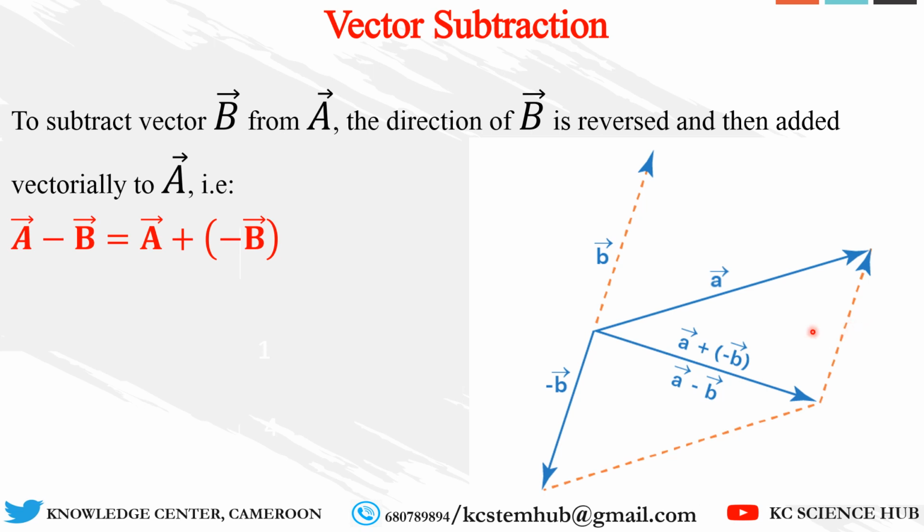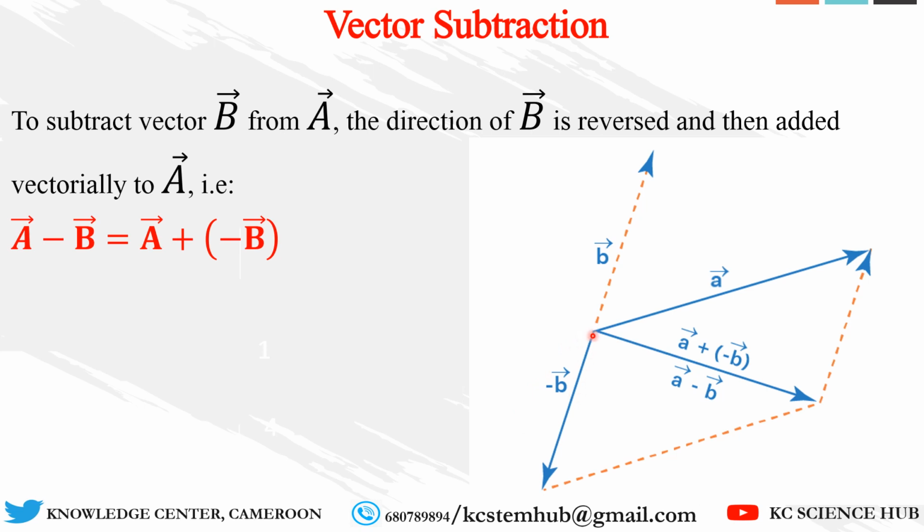Notice that by the parallelogram rule, this is b. This has to be b too. So we'll have a minus b equals this. And what is that? It is basically a minus b right here. Right, so you have a plus negative b, which is this, gives you this vector, which is the resultant.